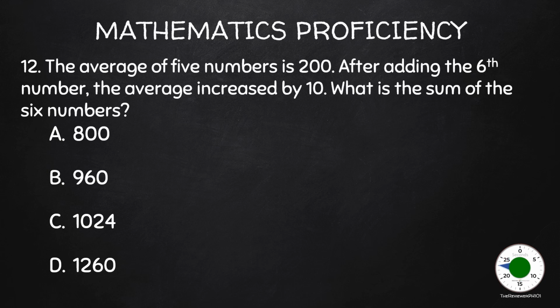12. The average of 5 numbers is 200. After adding the 6th number, the average increased by 10. What is the sum of the 6 numbers? A. 800. B. 960. C. 1024. D. 1260. The correct answer is D.